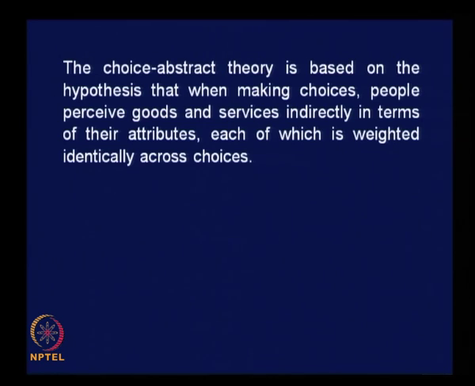The choice abstract theory is based on the hypothesis that when making choices, people perceive goods and services in general, goods and services indirectly in terms of their attributes, each of which is weighted identically across choices. They look at the attributes only, not the make or brand or something else related to the alternative modes.